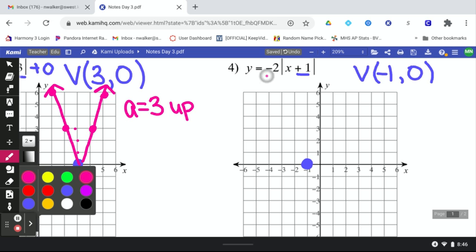All right, next thing, what is this -2 going to tell me to do? Down. All right, so that means I'm going to go down 2 and over 1 each way. So down 2 and over 1 to the left, down 2 over 1, down 2 over 1 to the right.